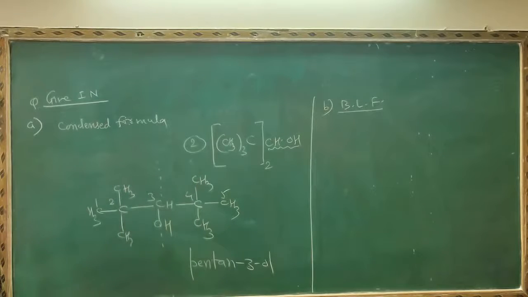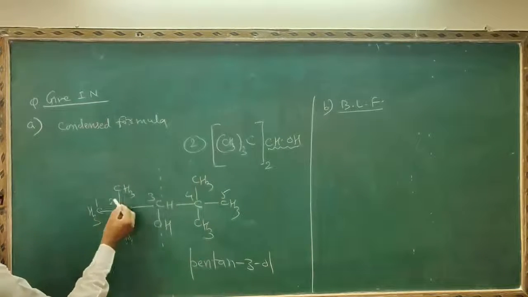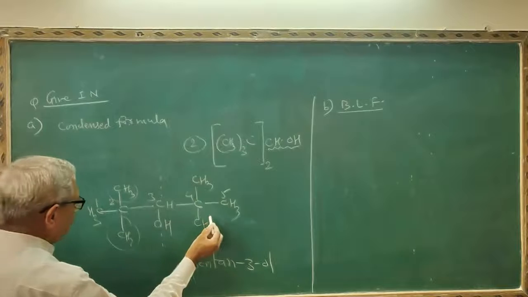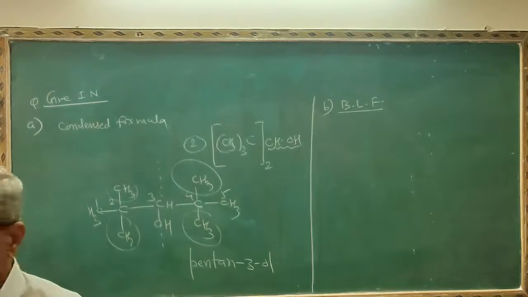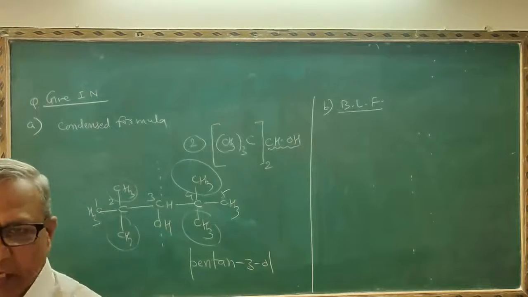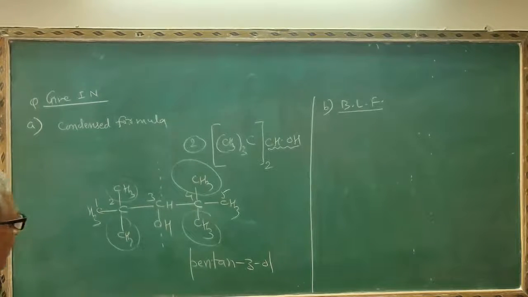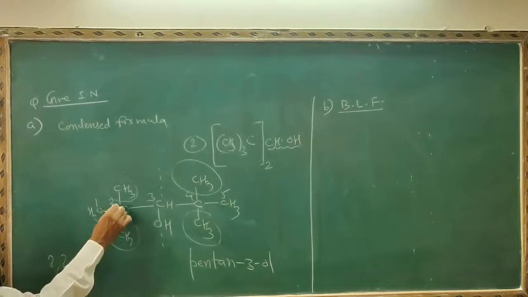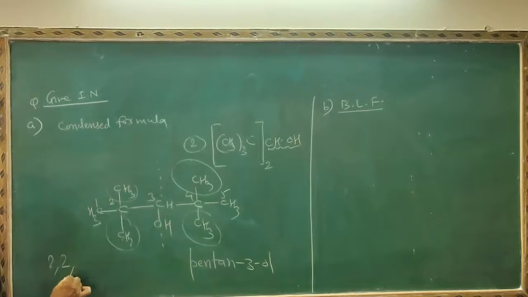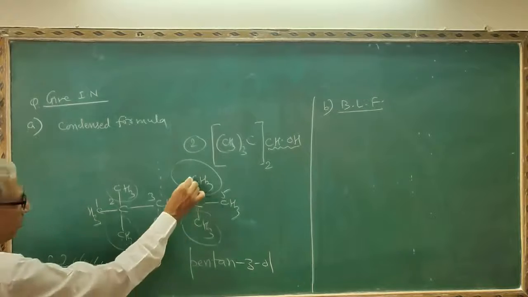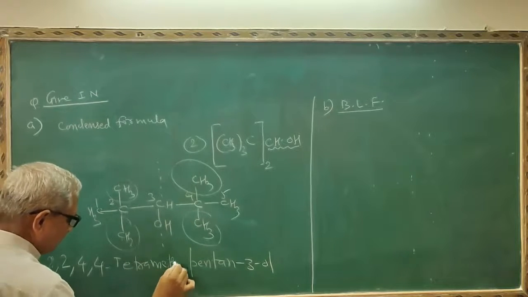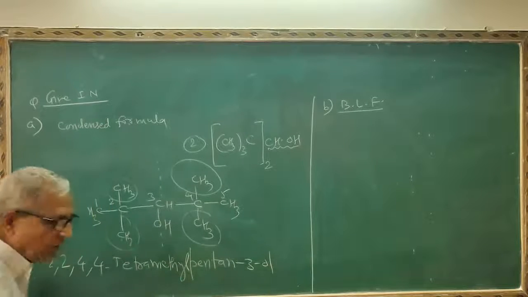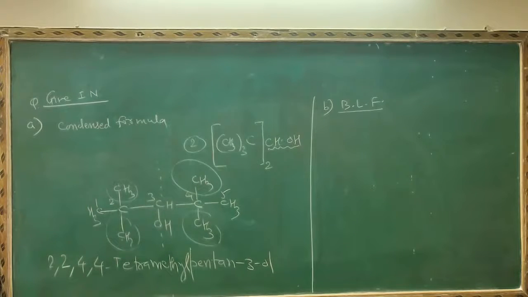Now see the substituents here. The substituents are present on the carbon number 2 and 4. How many substituents are identical? 4. For the 4, which term is used? Tetra. What are the locants? Locants are 2, 2. Why 2, 2, 2 times? Because these two identical groups are here. Then 4, 4. Tetramethyl pentane 3OL. This is the complete IUPAC name here.